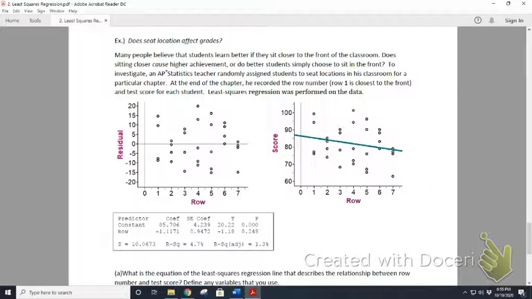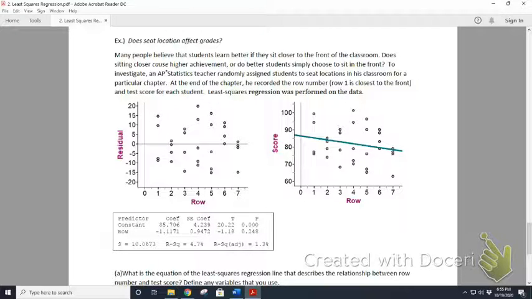Here's an example of how to read a data output for linear regression. Here we're talking about predicting a grade in class based on where students sit in the classroom. On the left is a residual plot. I see a random pattern that indicates a linear relationship, so that's a good thing.